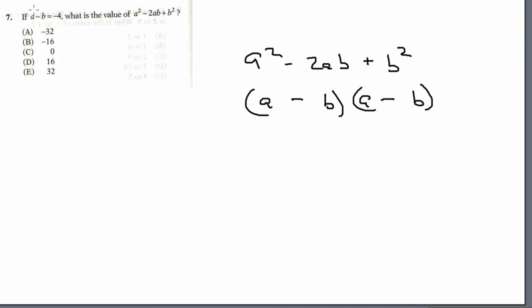So here it tells you that a minus b is -4. So here a minus b is -4, and here I have a minus b again, -4. -4 times -4 is 16. The two negatives make a plus, which makes this here the answer.